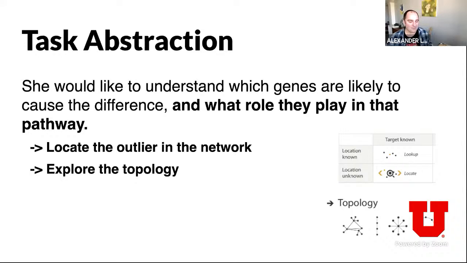That would now be to locate the outlier that we have previously identified in the network and then explore the topology. I realize that this is not necessarily something that you come up with in 5 or 10 minutes, but I hope it engaged you a little bit and made you think about these task abstractions.